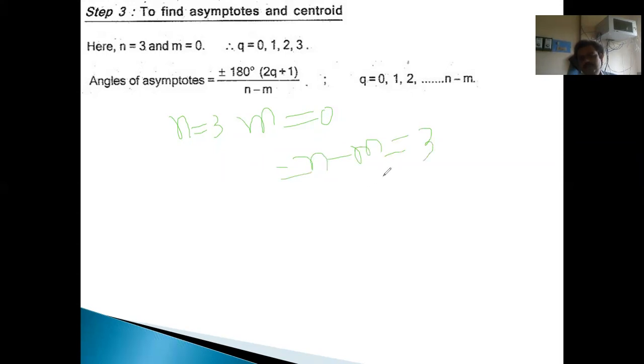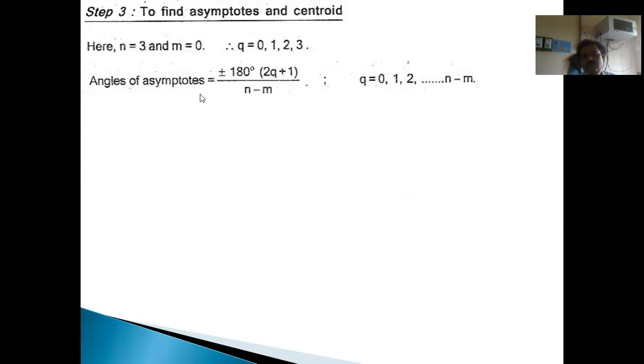What is the need of asymptotes? Along these straight line asymptotes, the root locus reaches infinity. Okay, for that we have to calculate asymptotes and centroid. The intersection point of the asymptotes is called the centroid.